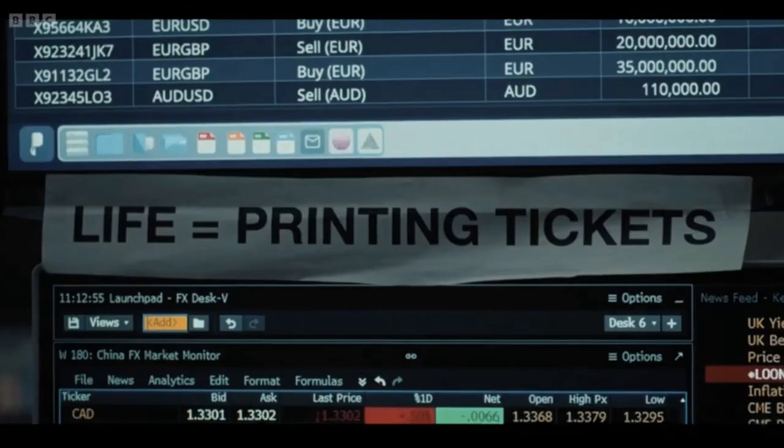Another quite interesting bit where we see a little bit behind the scenes. This is actually quite realistic. The trader, if he was an FX trader, would have all those orders that pile up and he would just play against them.